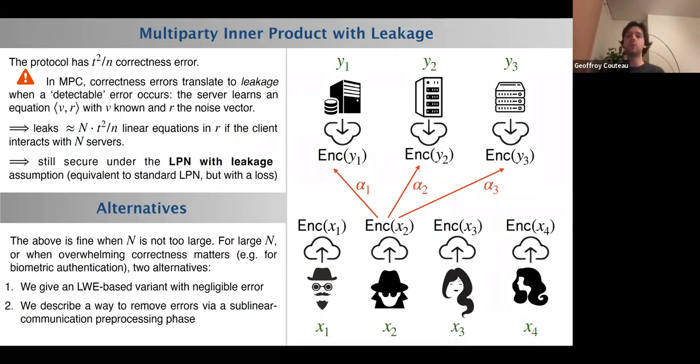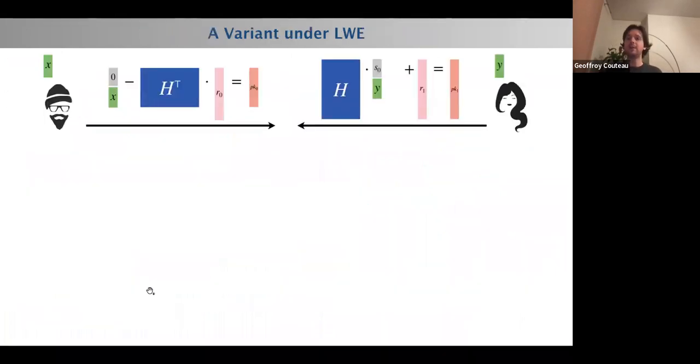Alternatively, if you might have a large number of errors, or if you don't want a correctness error, for example, for biometric authentication, maybe you don't want a failure with a 1% probability, then we give two alternatives: either an LWE-based protocol that directly achieves negligible error probability at the cost of more communication, or a way to remove errors via a sublinear preprocessing phase. So I'm going to describe both alternatives.